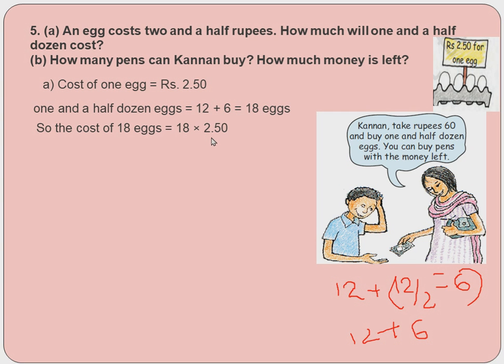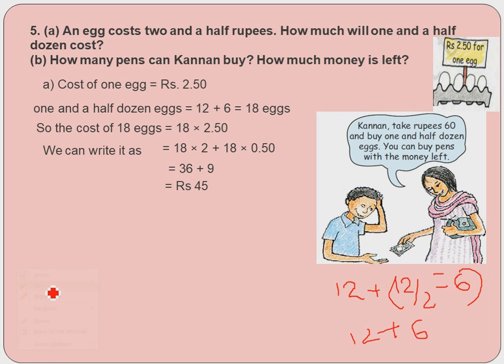This you can do in two ways. Either change this into paisa and then multiply, or this way. That is, it can be written as 18 into 2 plus 18 into 0.50. 18 into 2 is 36 and 0.50 means half rupee. So 18 into half rupee means how much it will be? 9 rupees. That is half of 18. So you will get 45 rupees.